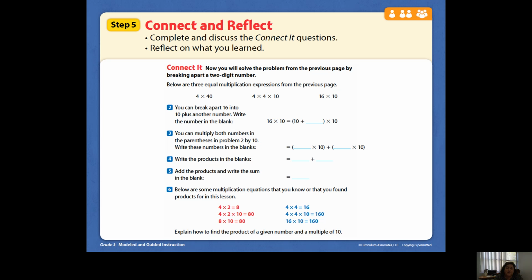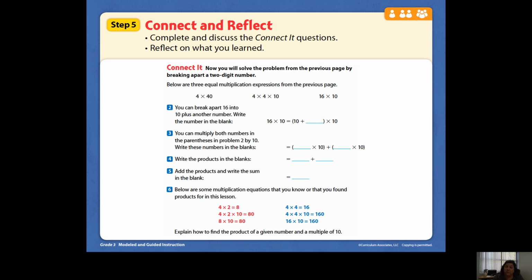So it says, now you will solve the problems from the previous page by breaking apart a 2-digit number. Now, I know when I was learning to do this, it's real easy to make this a lot harder than what it is. We're just going to very simply break it down into 2 easier numbers. So below, we have 3 multiplication expressions from the previous page. But notice they said they are all equal. So they're all going to equal the same thing.